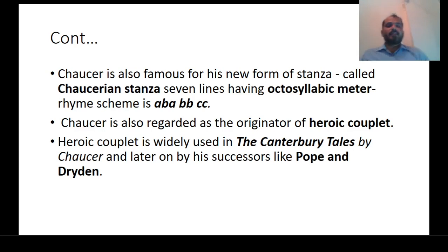Chaucer is also regarded as the originator of the heroic couplet. Okay, what is the heroic couplet? It is widely used in the Canterbury Tales by Chaucer and later on by his successors like Pope and Dryden. So overall, the contribution of Chaucer's Canterbury Tales to English literature is very greatly acclaimed and is very famous.